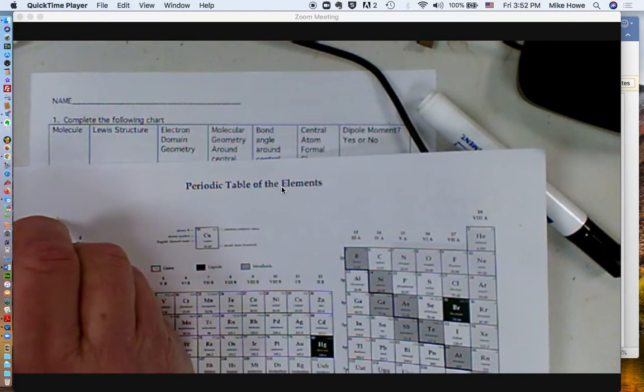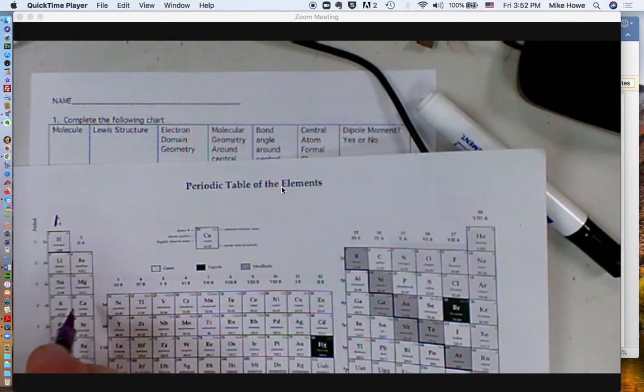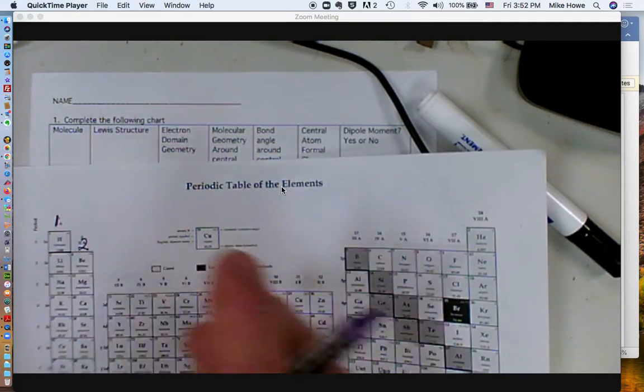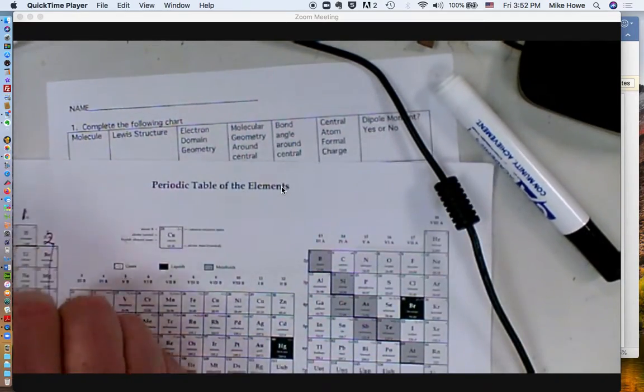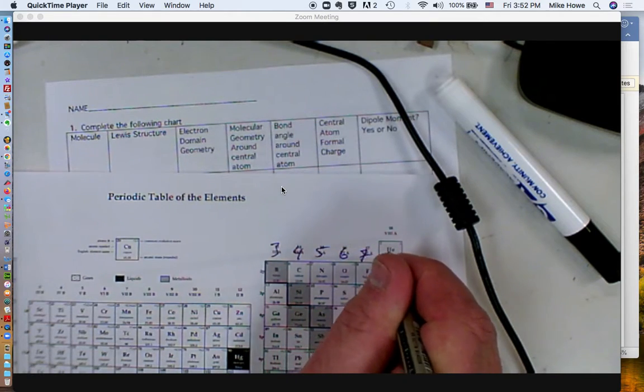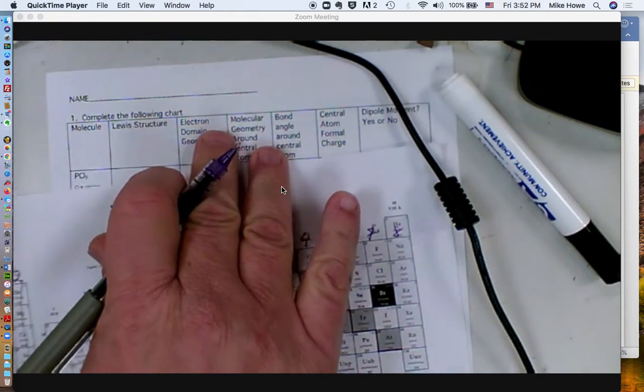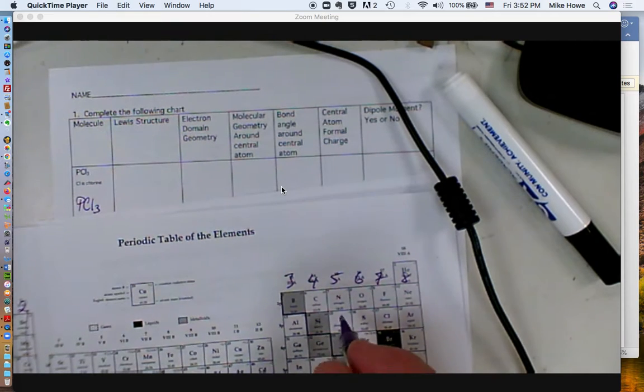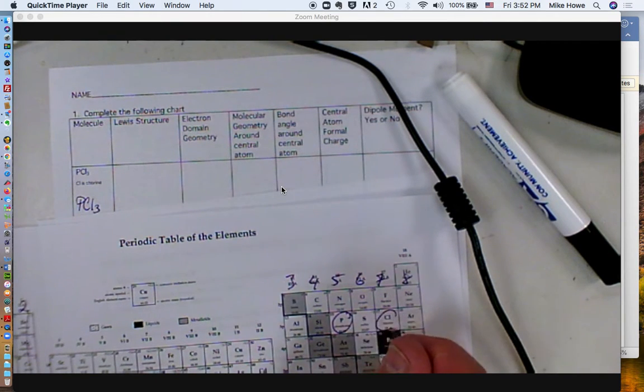So we said that everything in the first column on the periodic table has one valence electron. All those have 2 electrons all the way up and down this column. Then 3, 4, 5, 6, 7, and 8. So since we're looking at, in this compound, P and Cl, the P is right here, the Cl is here. So the P has 5 and the Cl has 7.